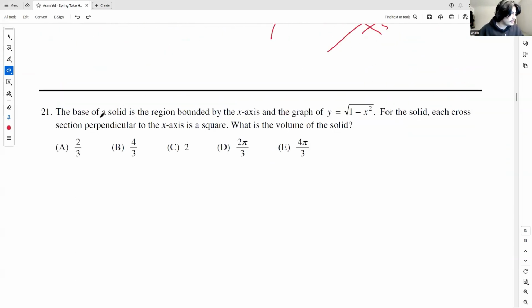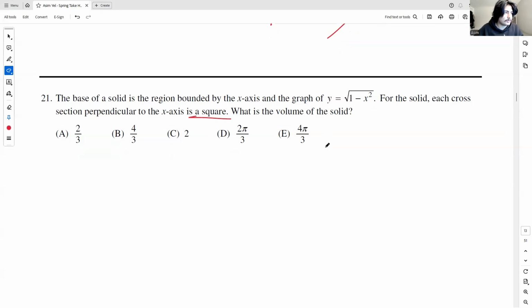Question number 21. The base of a solid is the region bounded by the x-axis and the graph of y is this. For the solid, each cross-section perpendicular to the x-axis is a square. So this is an important detail, a square. What is the volume of the solid?